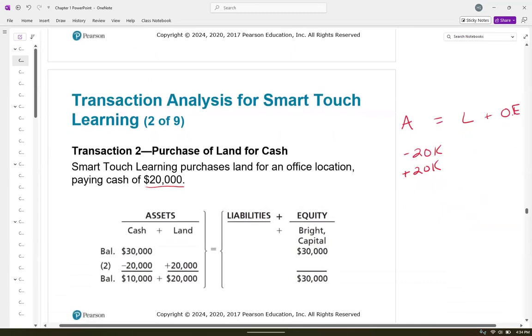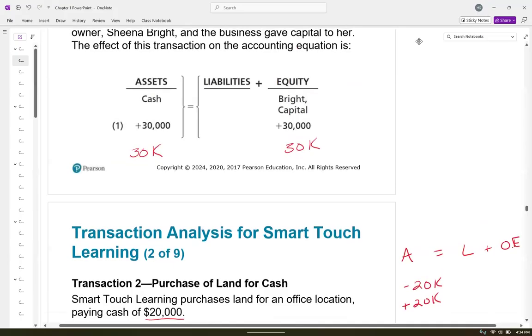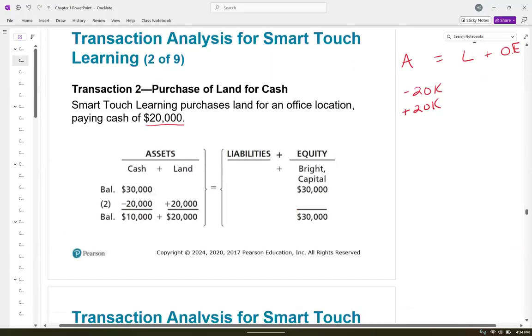Okay. So if you notice, some students think back up here, they think, well, if you do something on this side of the equation, you have to do something over here on this side of the equation. I never said that. I just said the equation had to balance. So you can see they've added a category for land here. We are still balanced. I'm not going to do this every time, but it's easy right now to say, hey, there's $30,000 in assets and $30,000 in equity.